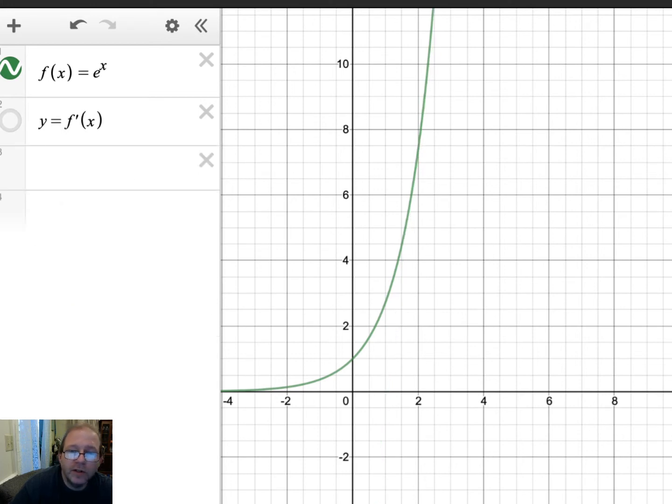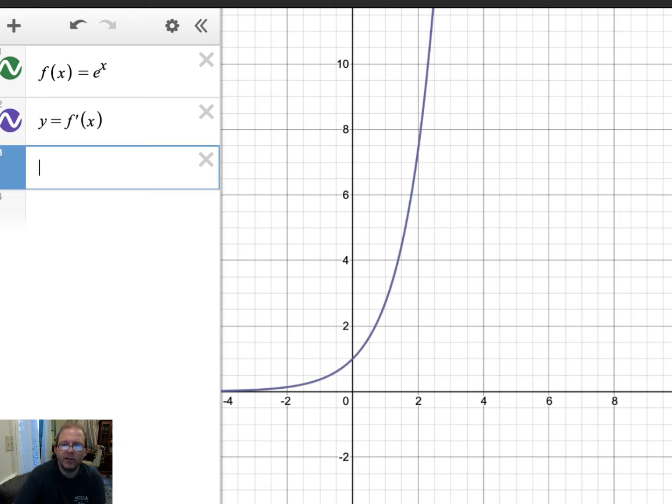even if I put in the derivative f prime, notice they're the exact same. The reason for this is the further over we go, the steeper the thing gets, and the higher the y value gets. And this is just the function that works out where it's actually equal to its own derivative.